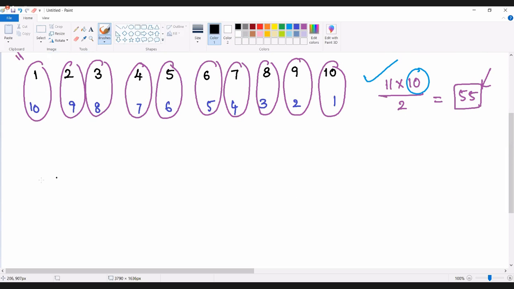Similarly, if the numbers are 1, 2, 3, 4, and so on till n, and you want to find the sum of these numbers, you can write them in the reverse order as well, and each pair will sum to n plus 1.